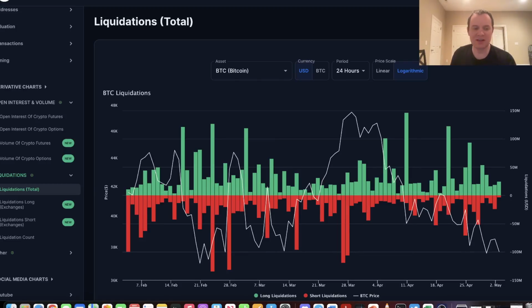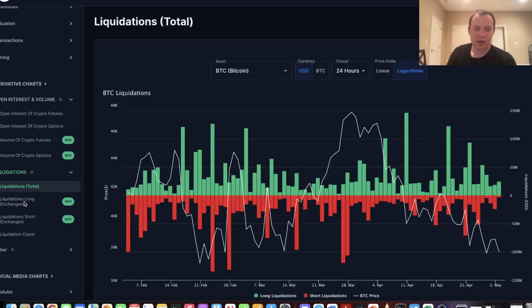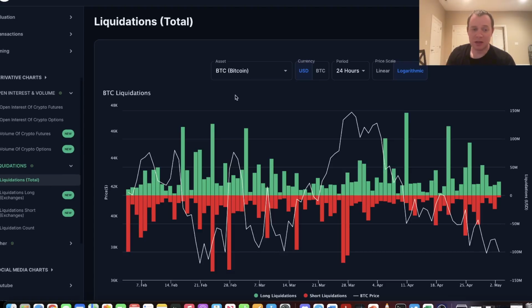We're going to briefly touch on liquidations. This is something we've added a little while ago, but I wanted to briefly talk about it, and then we'll do a brief overview of the market as we usually do. You can find liquidations now on the liquidations tab under derivative charts. You'll see total, longs, and shorts broken down by exchanges and the total liquidation count. If you just look at total liquidations, again, it'll show you the short liquidations in red and the long liquidations in green.